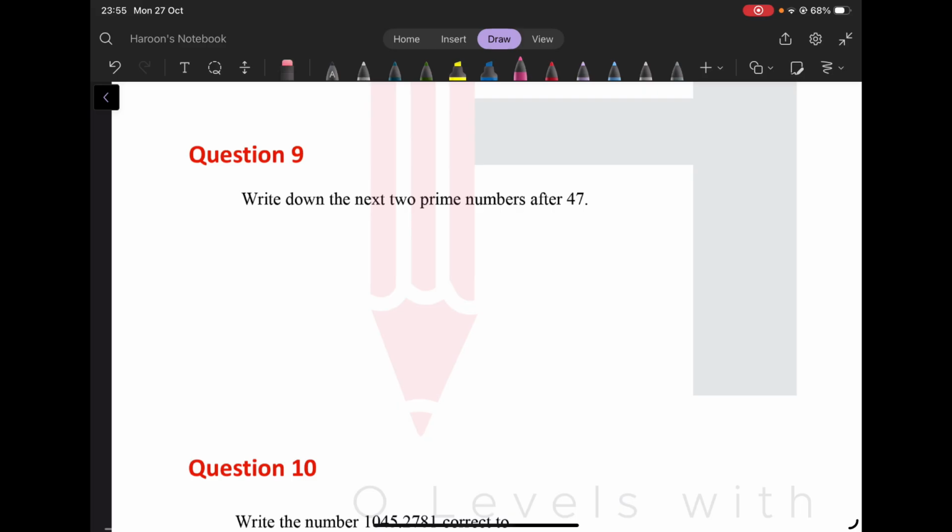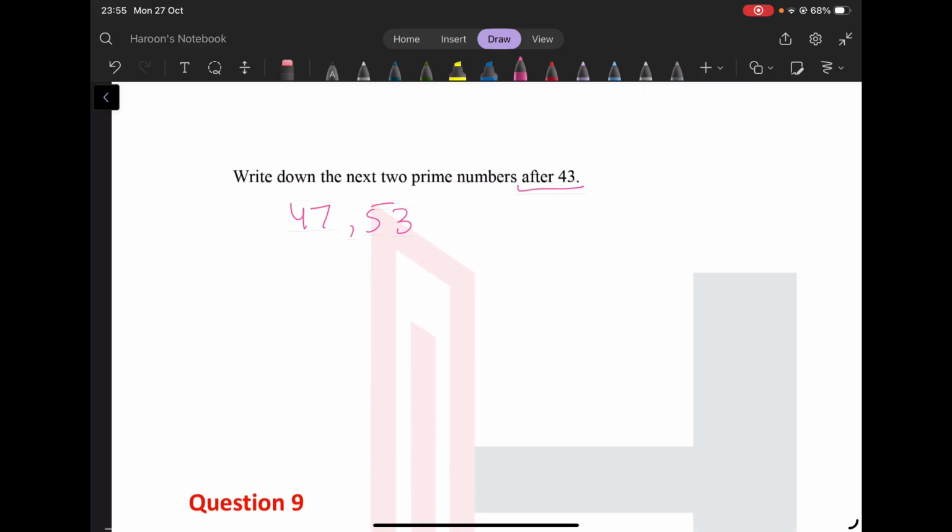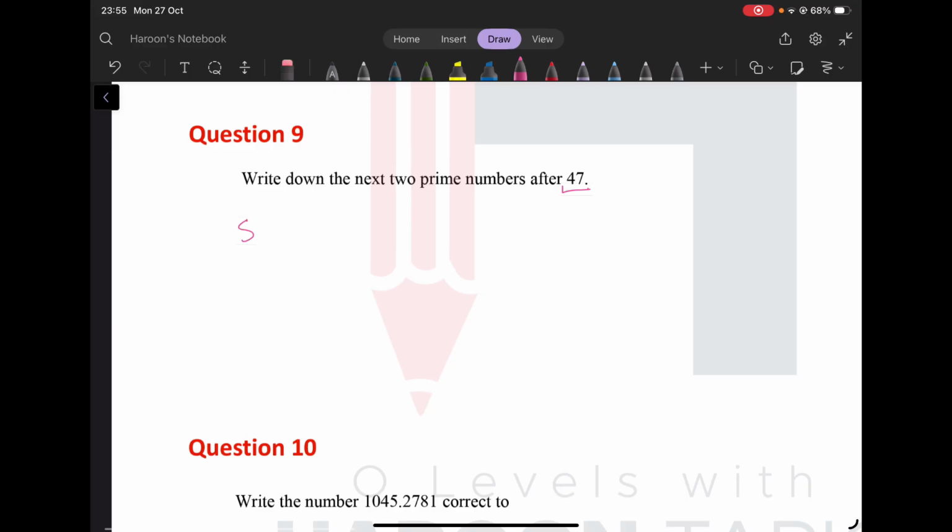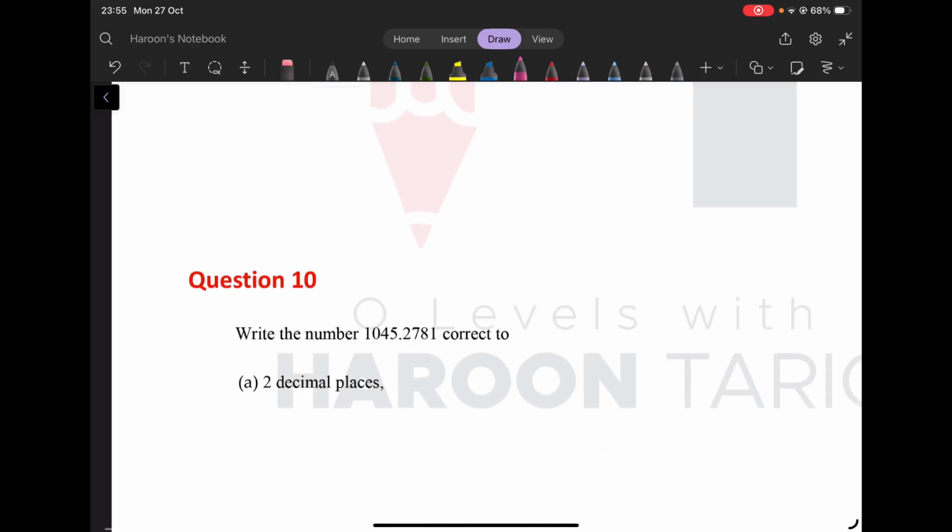Write down the next two prime numbers after 47. So we already found 53, so I'll just continue from there. 53, and the one after, 55, no, this is a multiple of 5. Next would be 57, no, table of 3. 59, yes, 59 is actually a prime number. So this would be the answer.